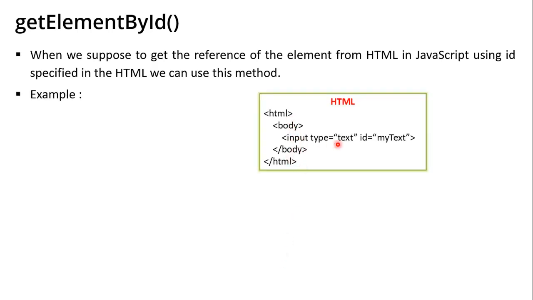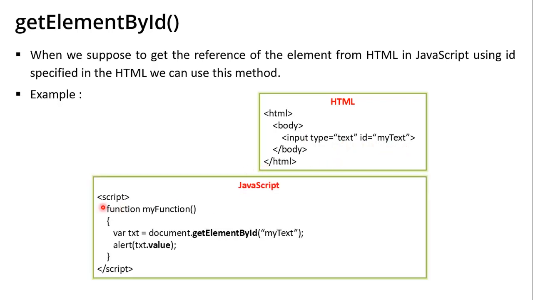In the body we have an input with type equal to text and id equal to myText. Here we have JavaScript written in the script tag. The function myFunction is the function name, in which we have one variable, text. We are using the getElementById method: document.getElementById, in which we pass myText, and alert text.value. So this is getElementById.